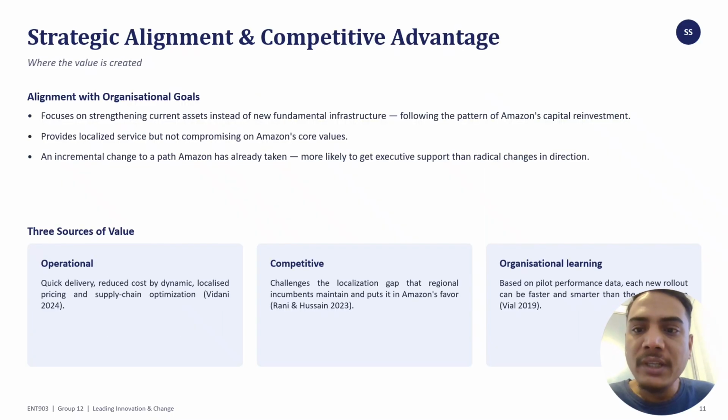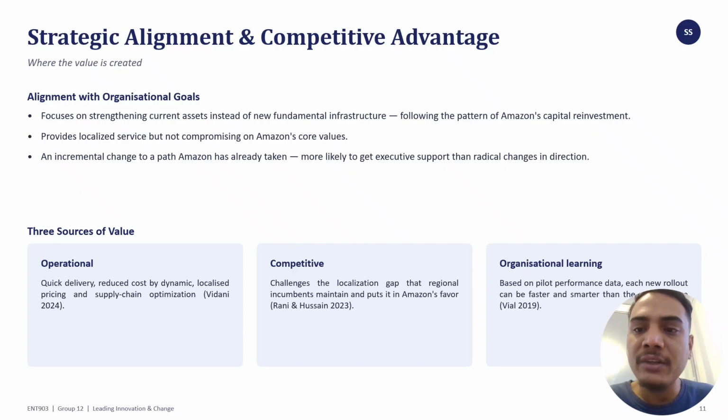This proposal aligns closely with where Amazon already is. It builds on existing strength rather than acquiring new core infrastructure, consistent with Amazon's history of capital reinvestment. It delivers localization without abandoning Amazon's customer-centric values, and because it's an incremental extension of a direction Amazon has already committed to, it is more likely to secure executive backing than a radical restructuring proposal would be.